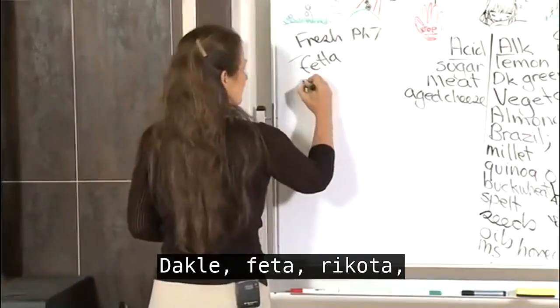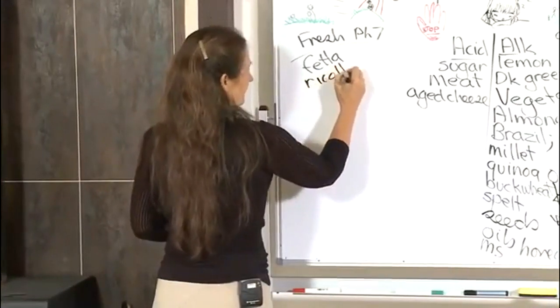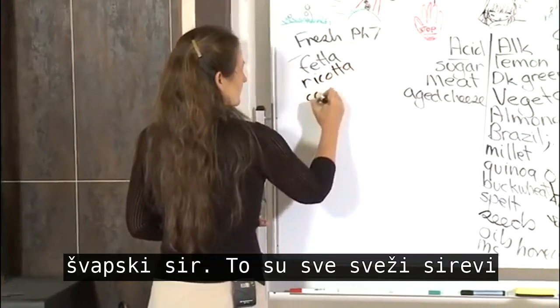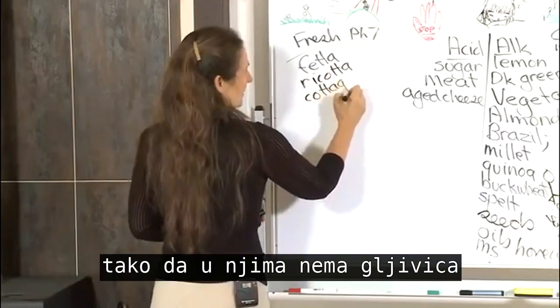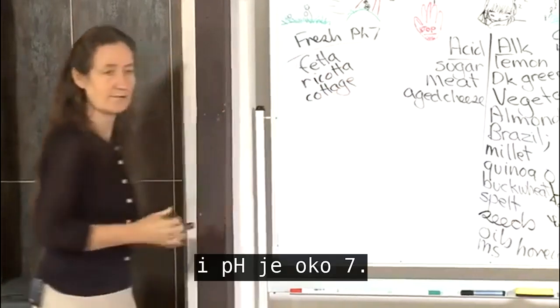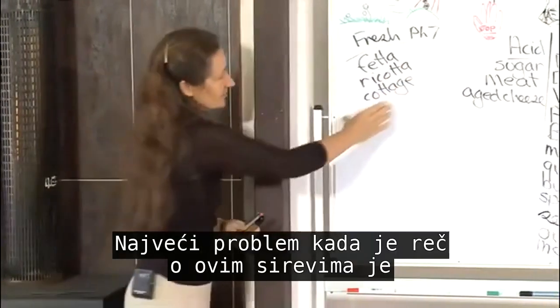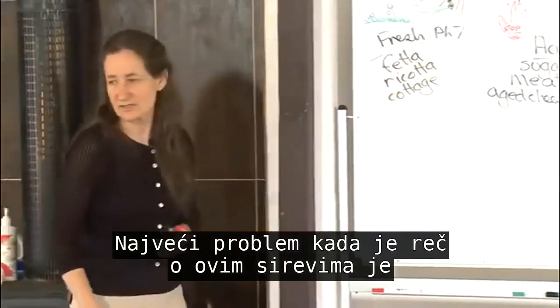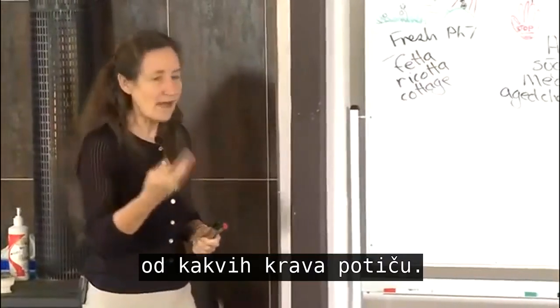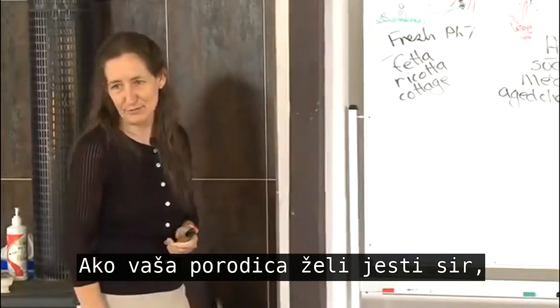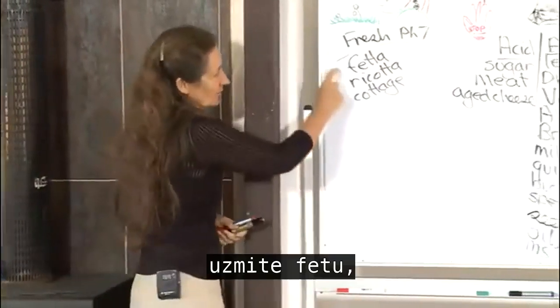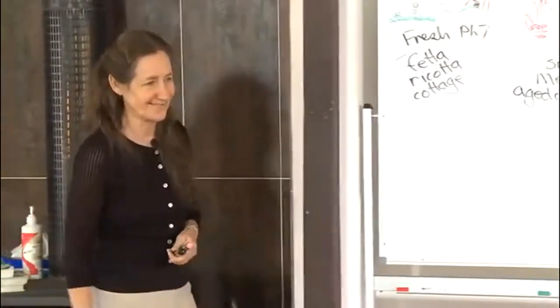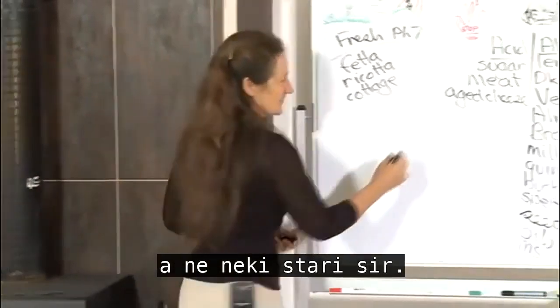So your feta, your ricottas, your cottage, they are all fresh cheeses, so they don't have the yeast components, so they are at a pH of 7. The biggest concern, of course, about these cheeses is the cows that they come from. But if your family wants to eat cheese, put some feta in the cheese drawer and not your aged cheese.